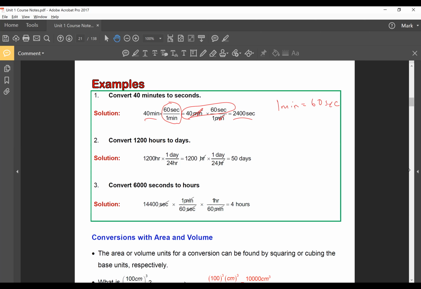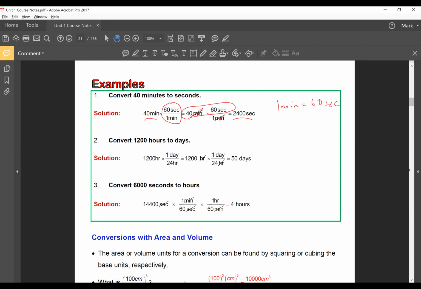Okay, sorry. Think about the number. 40 minutes into seconds, your answer has to be bigger, right? Seconds is a smaller unit, so your answer should be a bigger number. I hope that makes sense. It's kind of a weird thing to say, a smaller unit makes a bigger number, but the idea is 40 minutes is a unit of time measuring something a little larger than a second. So the answer is quite large, 2,400 seconds.